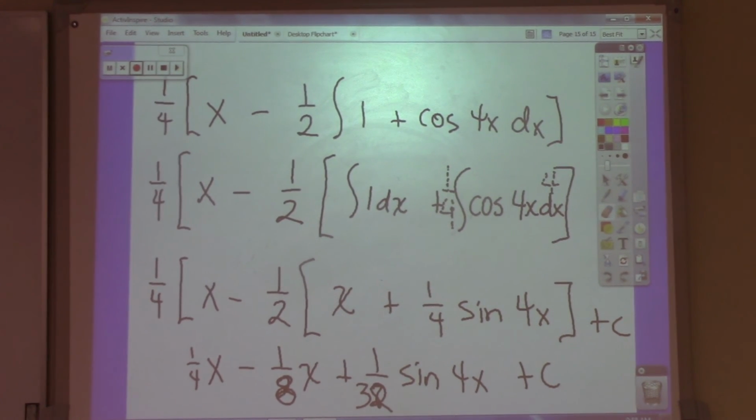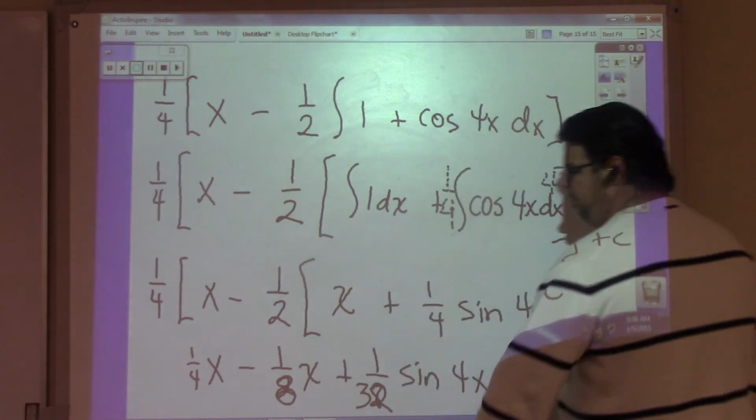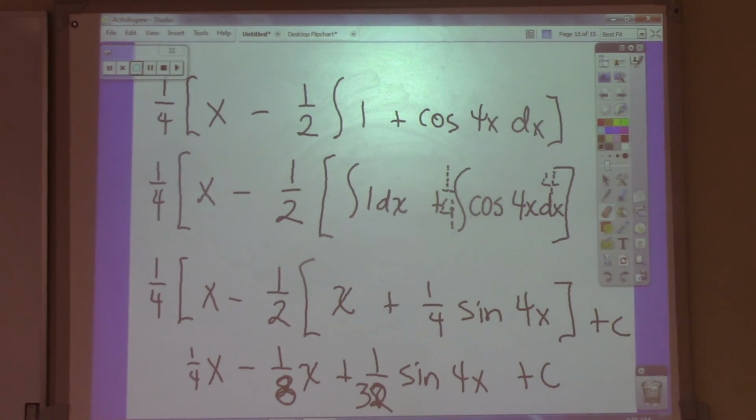My final answer is 1/8 x plus 1/32 sine of 4x plus c. Would that be correct? What's 1/4? Change that to 2/8? Yeah. Change that to 2/8, and that'll give you a 1/8 x. And that's the final answer.